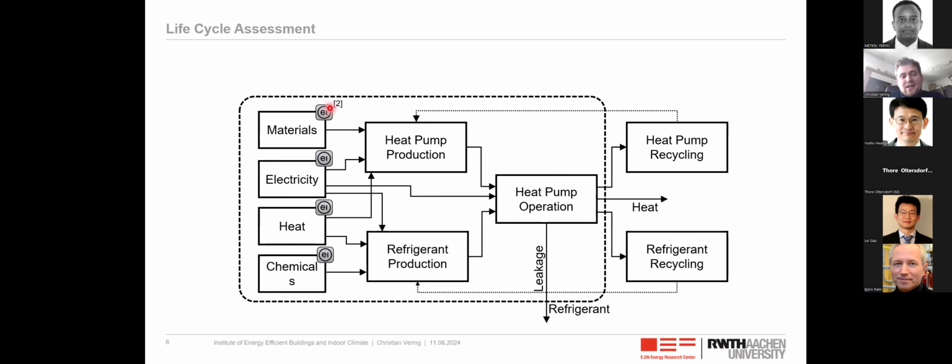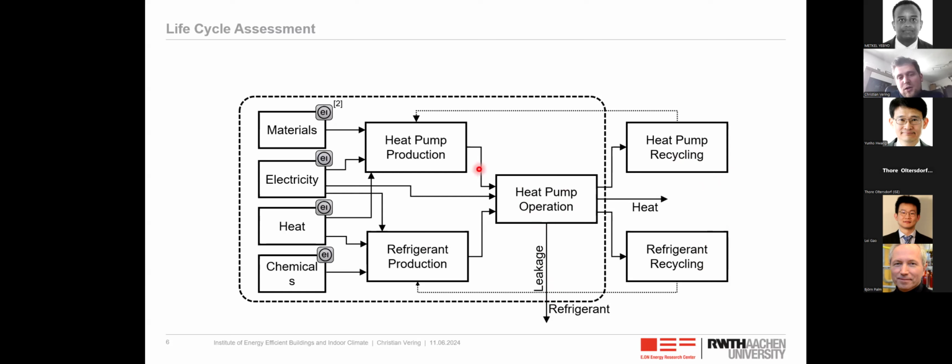So we have input data taken from EcoInvent for materials, electricity, heat, and chemicals. They go into the heat pump production and the refrigerant production. Then we have a second phase, the heat pump operation, which is about 18 years providing heat to a building. And during operation, we have leakage. And on the right-hand side, we have recycling for heat pump and refrigerant, which is not part of the study. This is something we are recently researching, and we investigate this in Annex 65, where we have circular economy of heat pumps. So let me go further.